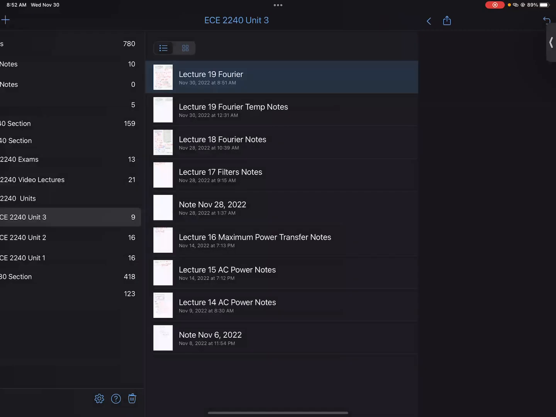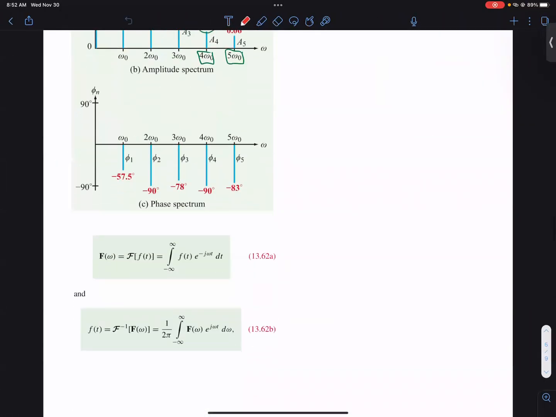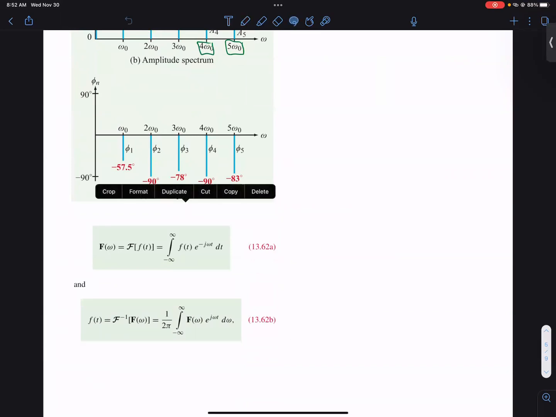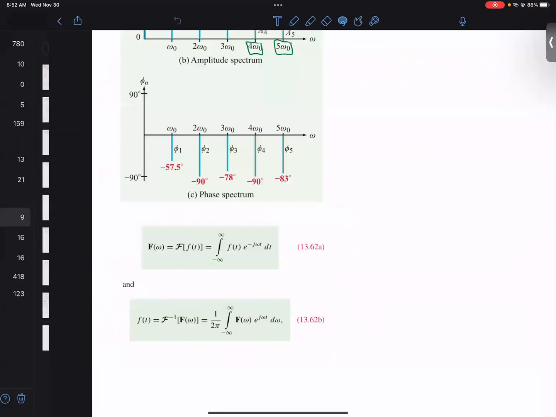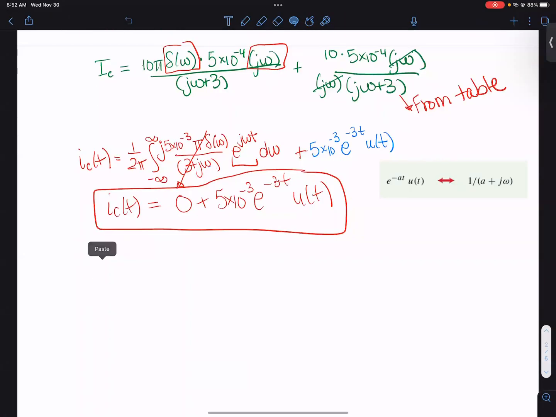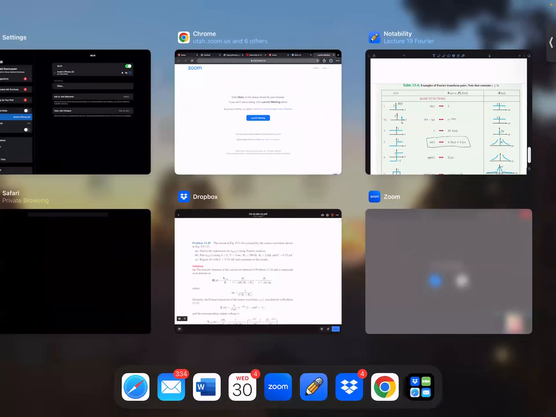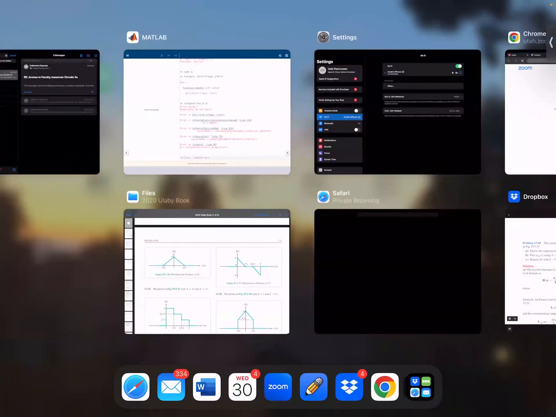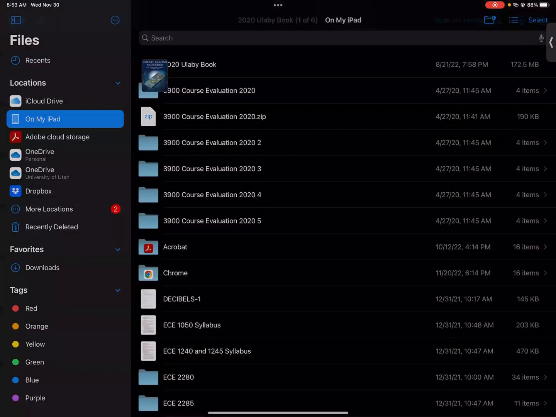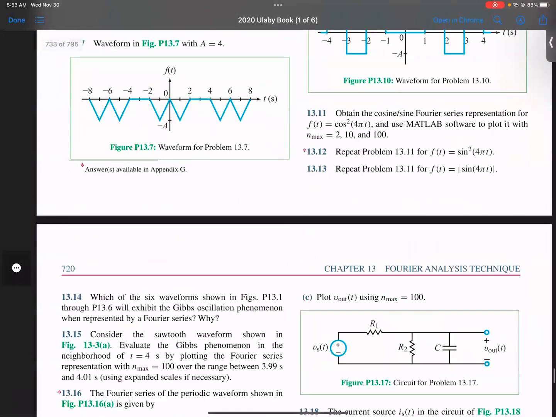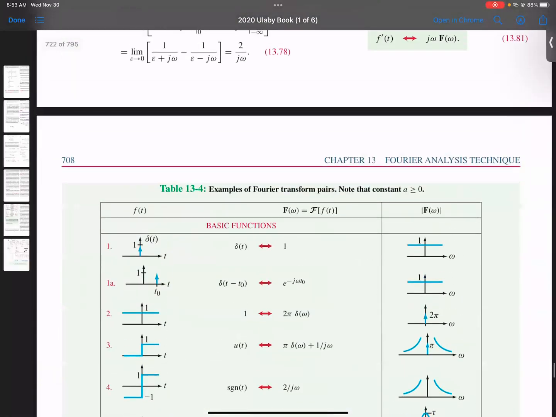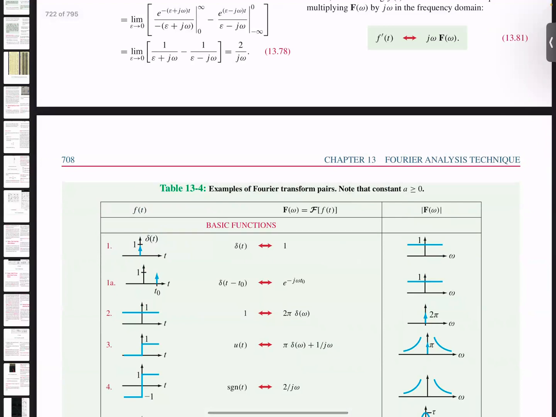So that's the definition of the Fourier transform. They are in the book, on page 722.